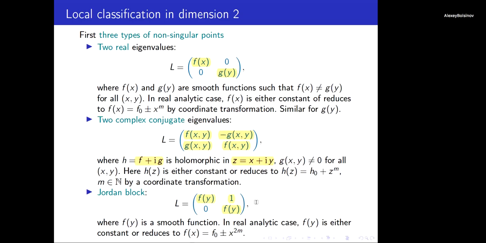The only thing maybe to mention is that these functions f, g, F plus iG, and this function f of y can be simplified in the real analytic case, so they can still be reduced to a standard form by using a standard trick, a standard change of variable. Let me remind you: if you consider f of x, and the differential of this function is not zero, you can consider this function to be just a new variable, x tilde equals f of x. Then you can just replace f of x with x tilde.